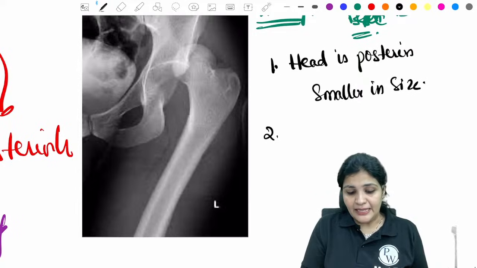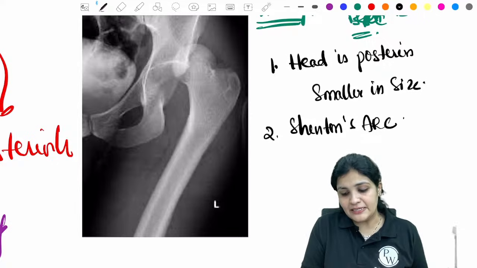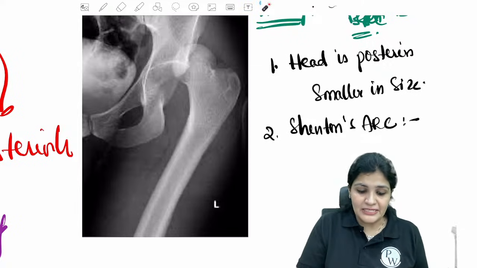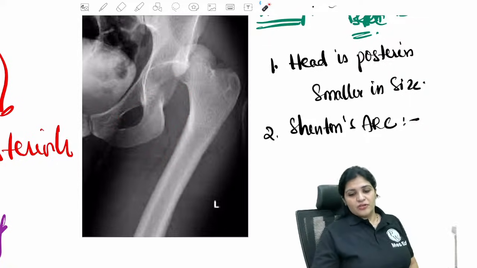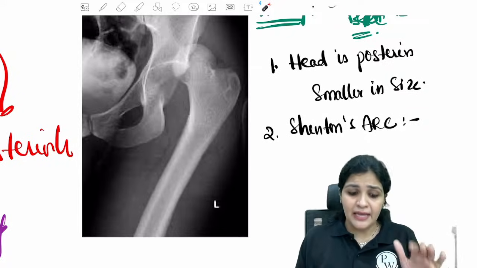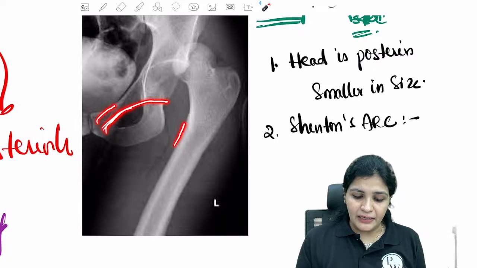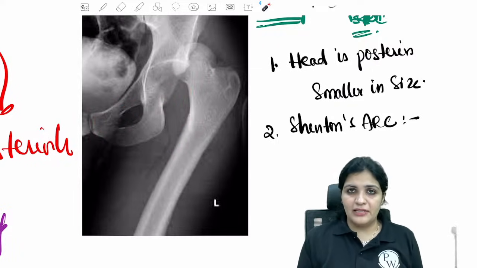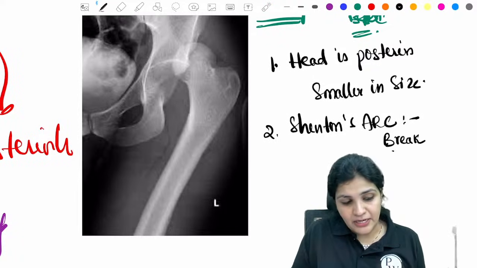And then you see that the Shenton's arc is broken. So what is a Shenton's arc? It is nothing but a line, right? This Shenton's line is broken, so it is not continuous. This is the inferior part of the superior pubic rami, this particular area, and now the medial part. So this is not continuous. So there is a break in the Shenton's arc.